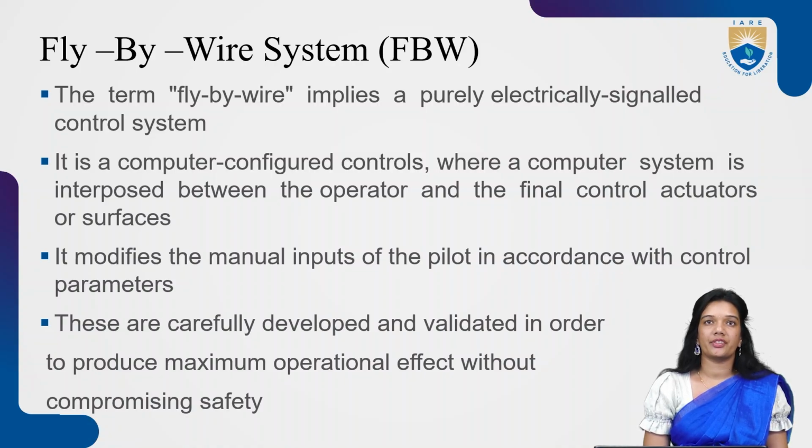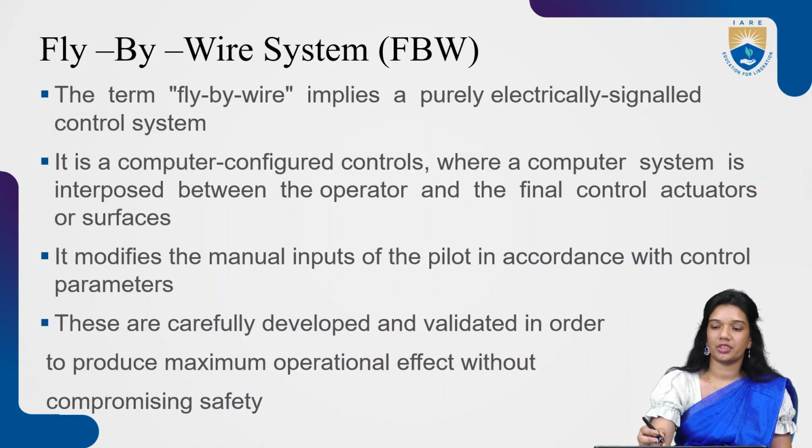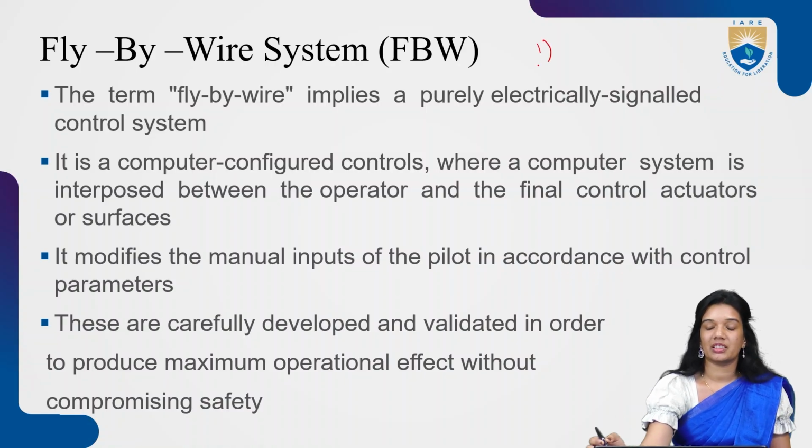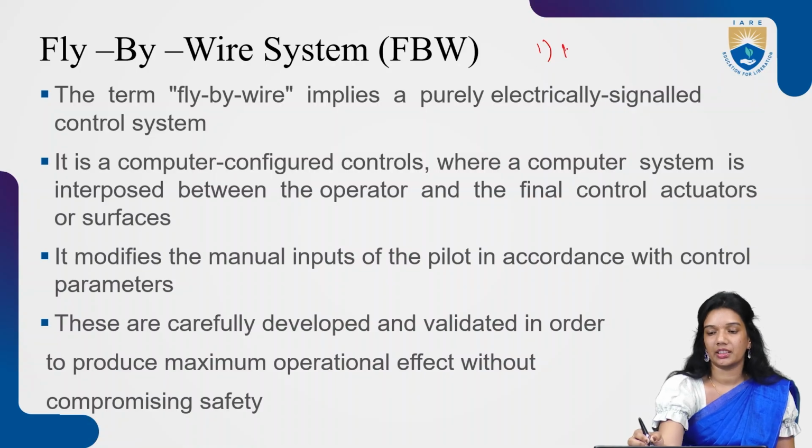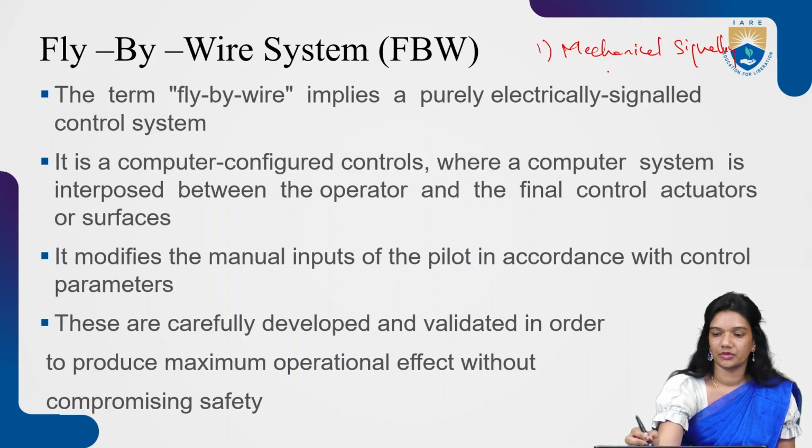As such, we have seen mechanical hydro controlling systems, or mechanical hydro assistance systems. That is the first one. So the first one would be power assistance using mechanical signaling. And the second one is electronic or digital signaling.